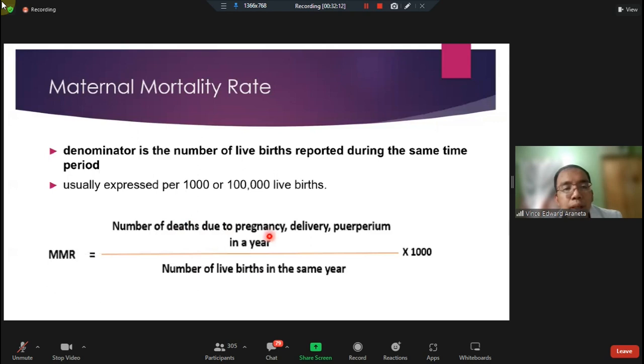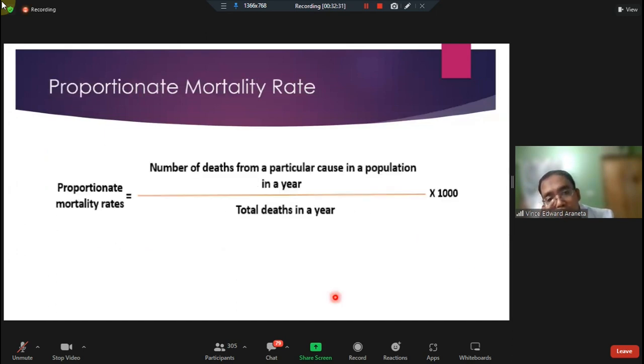The number of deaths due to pregnancy, delivery, perineum in a year, divided by the number of live births in the same year times 1,000. Although there are a lot of formulas here, they can be easily calculated by just dividing the number of that specific measure by the total in a year, and then multiplying it by 1,000 for the constant.